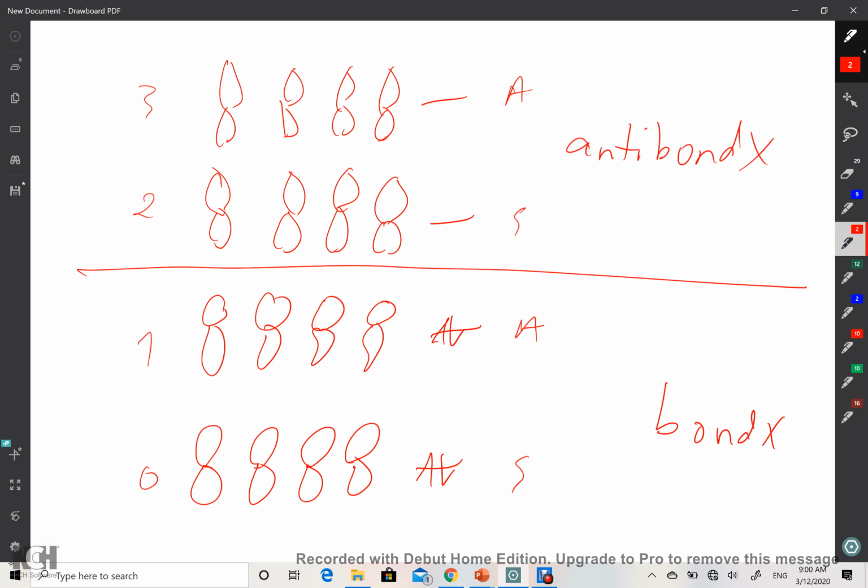Since the first one has 0 nodes, it means that they will all have the same symmetry. It means there will be no change in symmetry. So all of them will be that way. That's the way I can draw them without a node. Does that make sense? 0 nodes. Now the second one has 1 node.